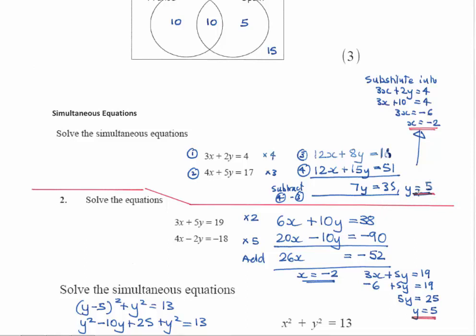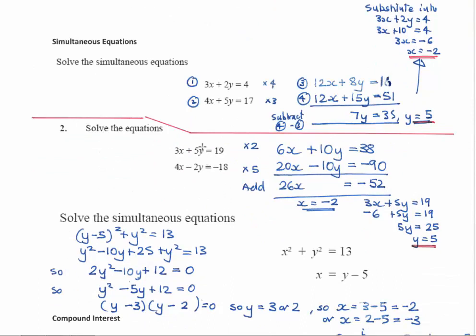Now I know that y is 5, I work out what x is. I take one of these, whichever one looks the most simple. I've taken the top one. It says 3x plus 2y is 4, but now I know that y is 5, so 2y will be 10. 3x plus 10 is 4. Take 10 from both sides, I get 3x equals minus 6. Now divide by 3, x is minus 2. So the answer is that x is minus 2 and y is 5.